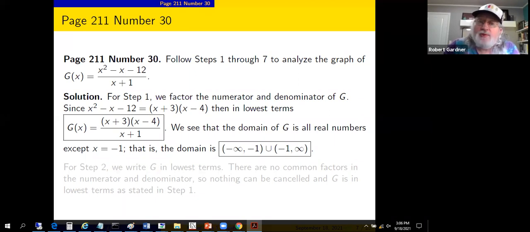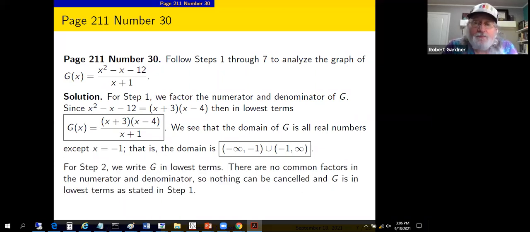It's in lowest terms. There's nothing to cancel. There's no common factors in the numerator and the denominator. We'll see one of those later. The denominator can be 0, so that's a problem. So if we look for the domain, we look for places where the denominator is 0. That occurs at x equals -1. Everywhere else we're okay. So the domain of this function is all real numbers except for -1, written in interval notation as given here.